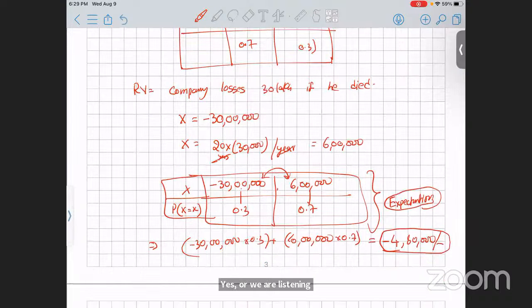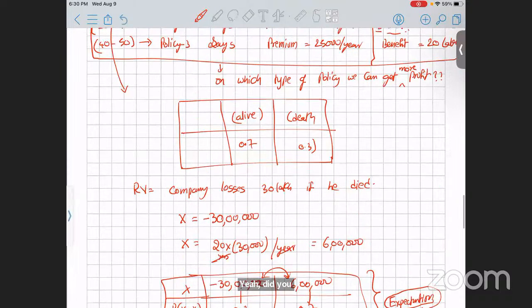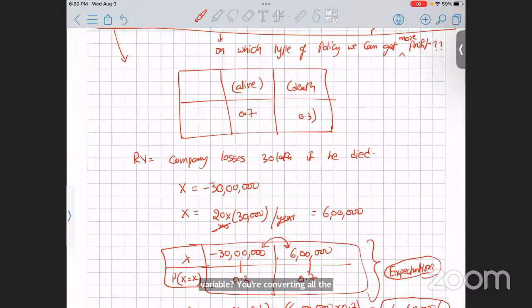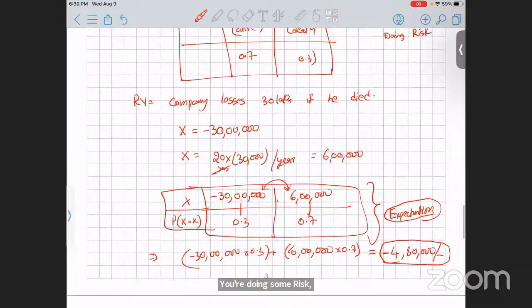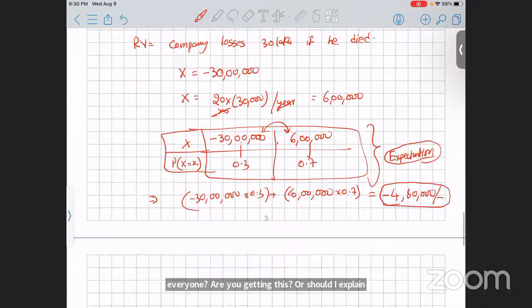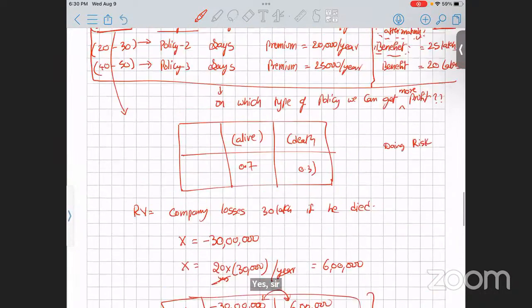Did you understand what is the main purpose of random variable? You're converting all this numerical into some mathematical thing. You're doing some risk benefit analysis. You're calculating some risk and benefit. Okay. Clear, everyone? Are you getting this, or should I explain it more? Yes, sir. Clear.